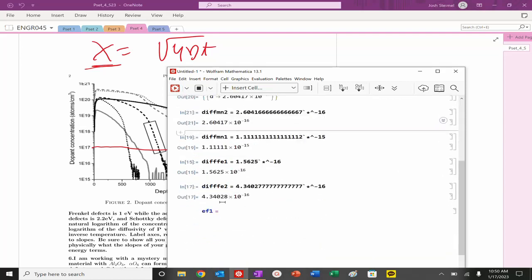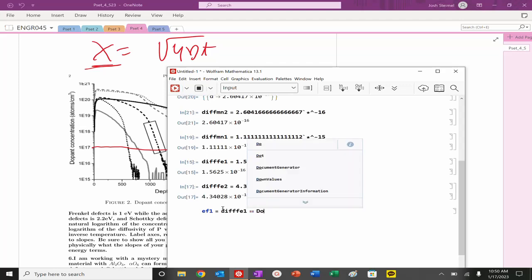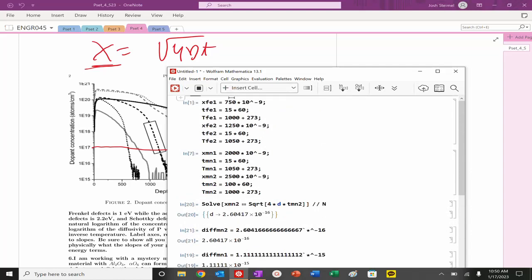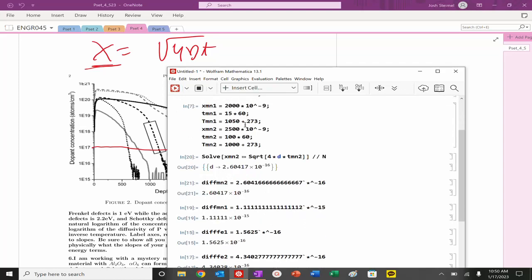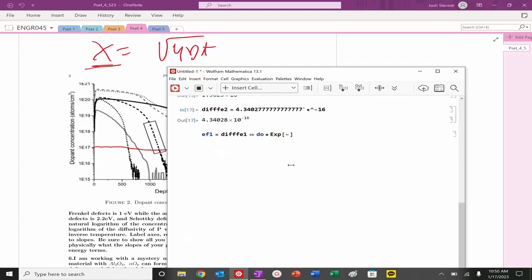So now I can start to set my equation. So I want my diff Fe1, and I'm going to set that equal to D naught times exponential minus, and actually let's define k as my Boltzmann's constant, 1.38 times 10 to the minus 23. That's the joules per Kelvin. And so now we can get minus QA divided by k times t Fe1. So that's my equation 1 for Fe.